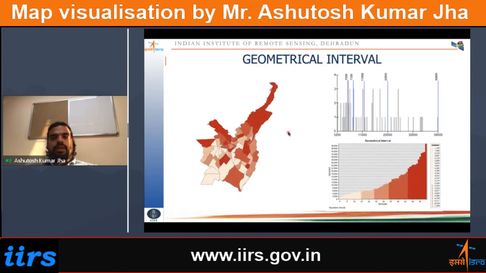Then we have another technique called geometrical intervals. Instead of taking a mean and standard deviations, we take the values, and correspondingly the geometrical interval is created. Especially in your histogram, if you expect your data sets not to be normally distributed but to have a geometrical distribution, then in those cases the geometrical interval will be a better tool compared to the standard deviation based classification techniques, and it can give you good classifications of the data sets.